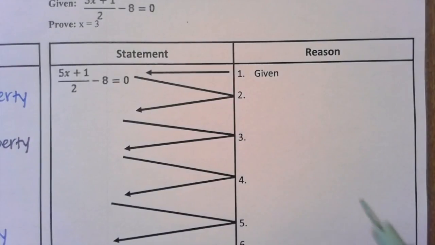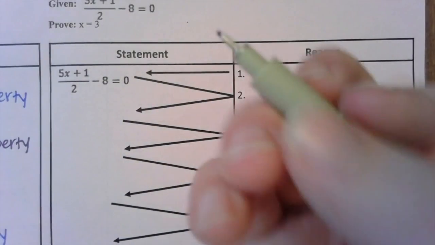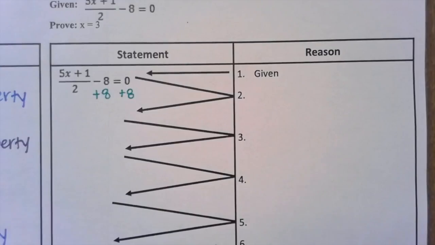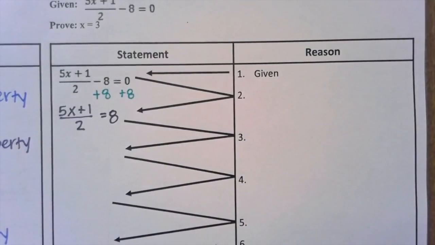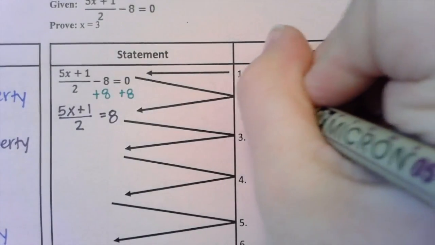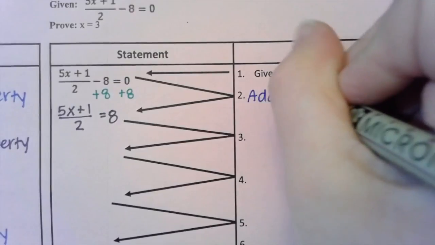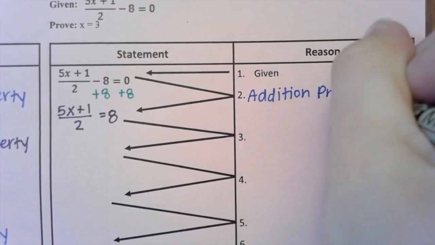So now we've got to figure out the next step. Well, we need to add 8 to both sides. If we add 8 to both sides, we'll get that 5x plus 1 divided by 2 equals 8. And how were we able to do that? Well, that was with the addition property, since we added. So that would be our reason.